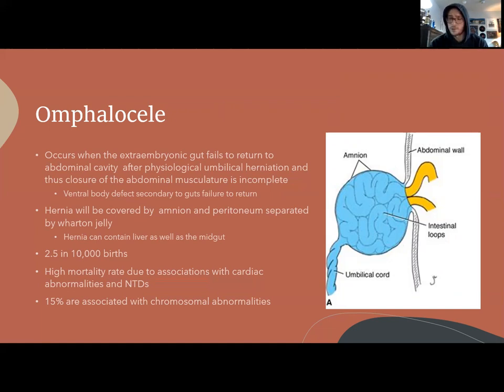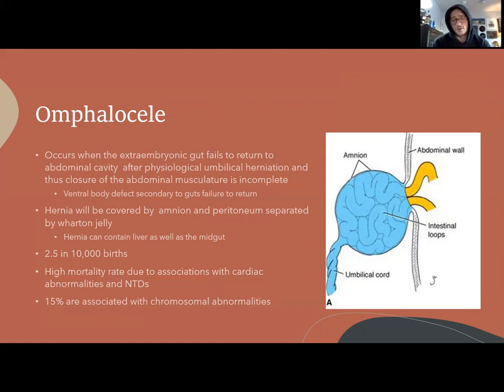So this one is kind of a break into those two mechanisms that we talked about, where either they couldn't close, or this would be that second one, sorry, where it just couldn't migrate because there was something in the way. So the hernia will be covered by amnion and peritoneum, as well as Wharton's jelly because it's herniating into the umbilical cord. So it's important to note, because this is a differentiating factor between omphaloceles and gastroschisis, that the hernia in omphaloceles can also contain the liver as well as the midgut.